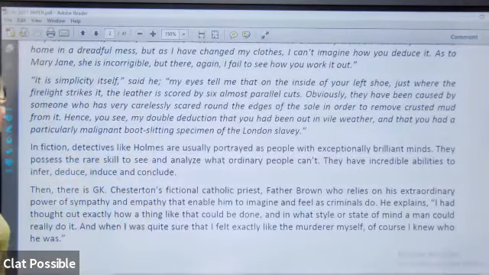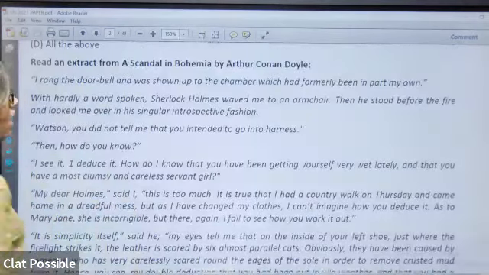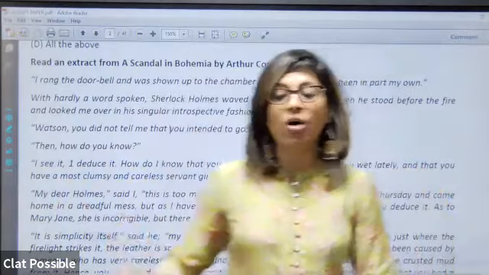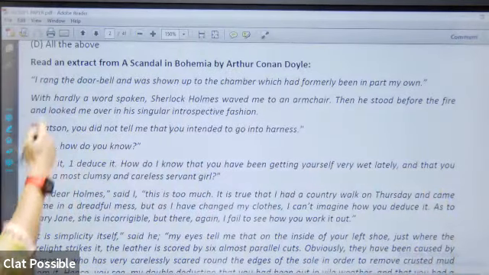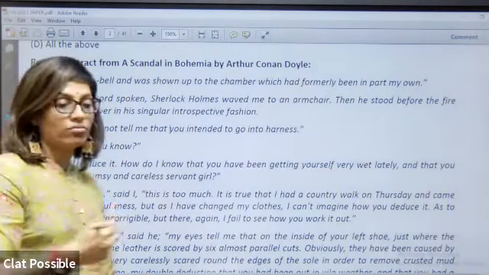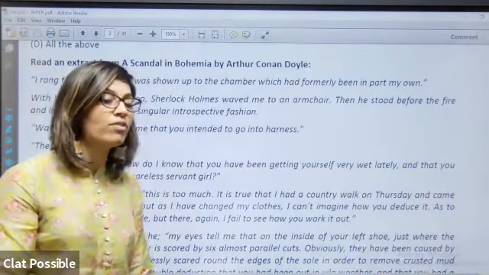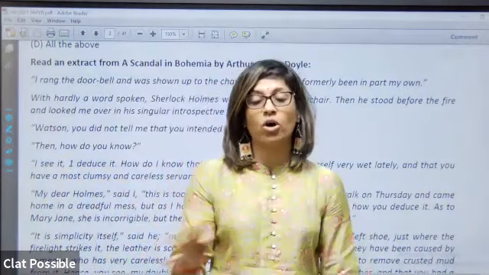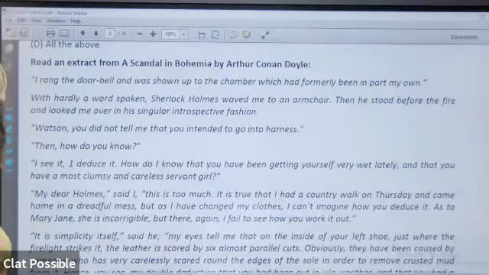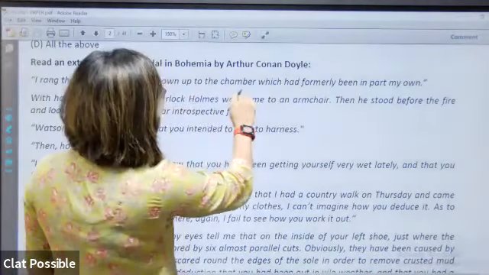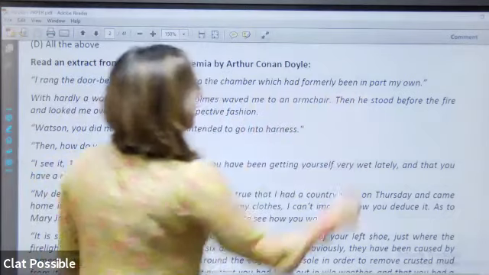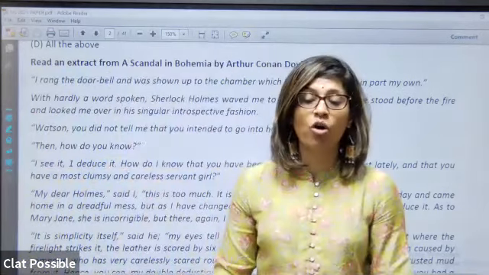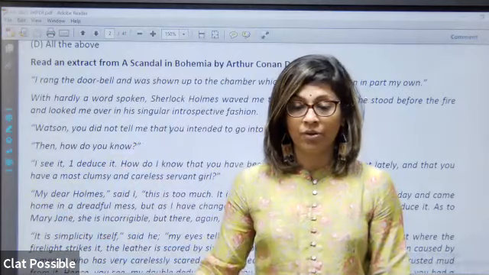Now comes the Sherlock Holmes question. There is a little excerpt from A Scandal in Bohemia. And this excerpt talks about how Watson ends up, and Sherlock Holmes, like in most of Conan Doyle's books and novels, looks at a person and talks about where that person has been, what all has happened. So the same thing is happening here. And Watson comes in and comes to the chamber, which had formerly been in part my own, shows that Watson shared this home with Sherlock Holmes, which is one of the questions you will see ahead, right?